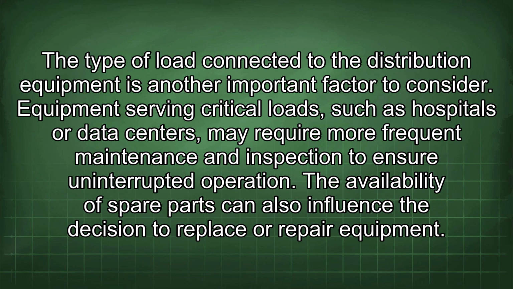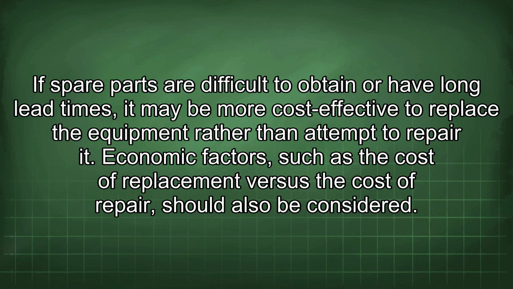The type of load connected to the distribution equipment is another important factor to consider. Equipment serving critical loads, such as hospitals or data centers, may require more frequent maintenance and inspection to ensure uninterrupted operation. The availability of spare parts can also influence the decision to replace or repair equipment. If spare parts are difficult to obtain or have long lead times, it may be more cost-effective to replace the equipment rather than attempt to repair it.